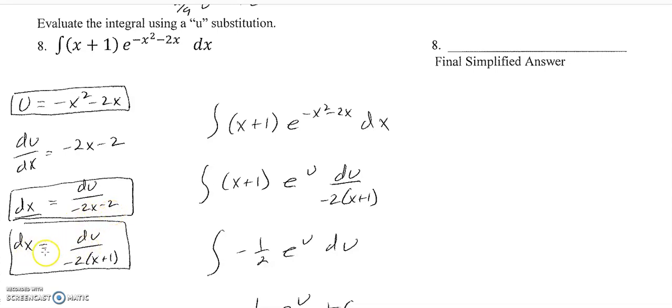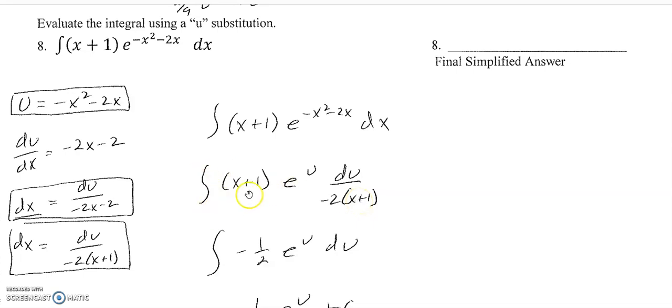So we have dx equals du over negative 2 times x plus 1. Notice the x plus 1 in the original, and this will have x plus 1 in the denominator. Hopefully you can see where we're going with this. So when we do our substitutions, we have the integral of x plus 1 times e to the negative x squared minus 2x dx. Instead of negative x squared minus 2x, we put u. Instead of dx, we put du over negative 2 times x plus 1.